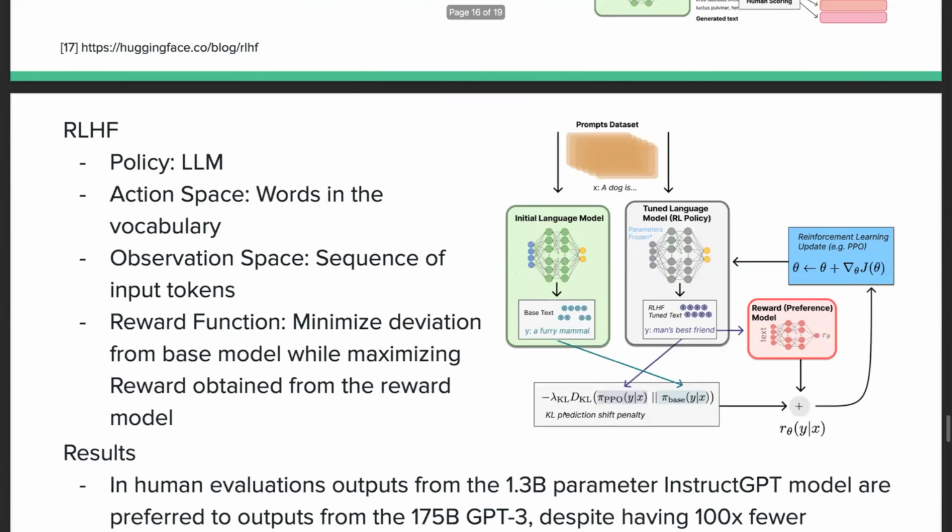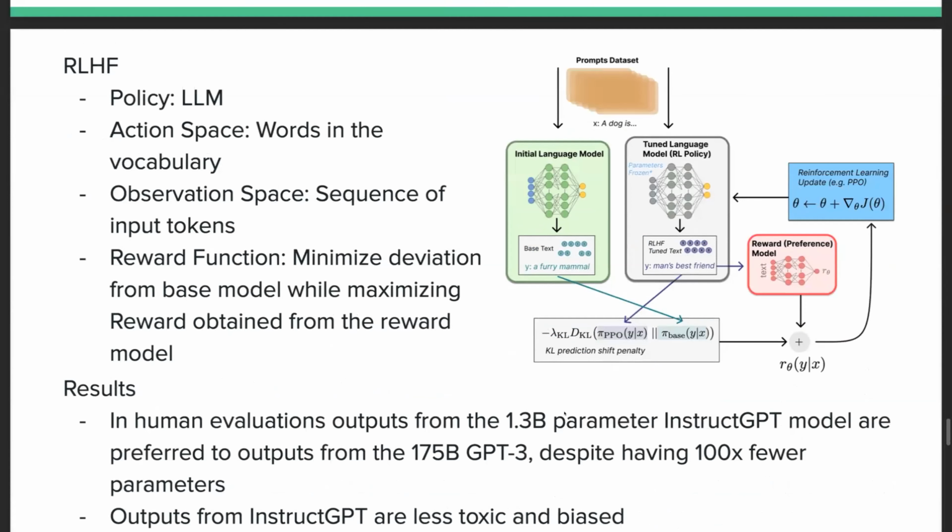Once you've trained this reward model in this fashion, you move on to the next step, which is fine tuning with reinforcement learning. In every reinforcement learning task, you have to define a few things. The policy in this case is a neural network. The action space is what actions should be taken given a policy, and this is essentially the words in the vocabulary. The observation space is the input sequence of tokens that the model sees.